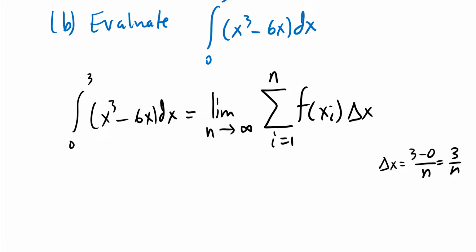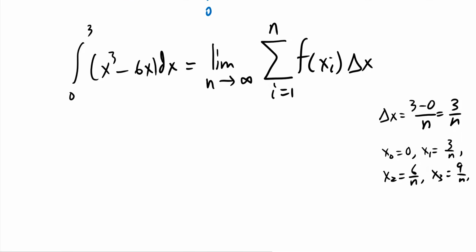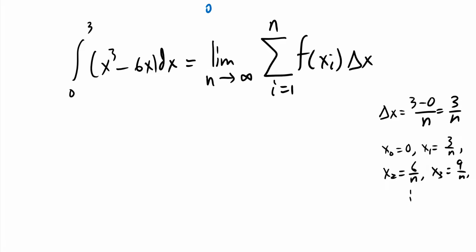That's delta x. So always the first value we start with, remember 0 to 3, that's x sub 0. x sub 1 is 0 plus 3 over n. x sub 2, you add 3 over n every time. x sub 3, 9 over n. And this keeps going on and on, all the way to x sub i. What is the ith position? Notice how on the top, 3, 6, 9, all of them are multiples of 3 over n. So it's 3i over n. 3i over n. So what do we need that for?